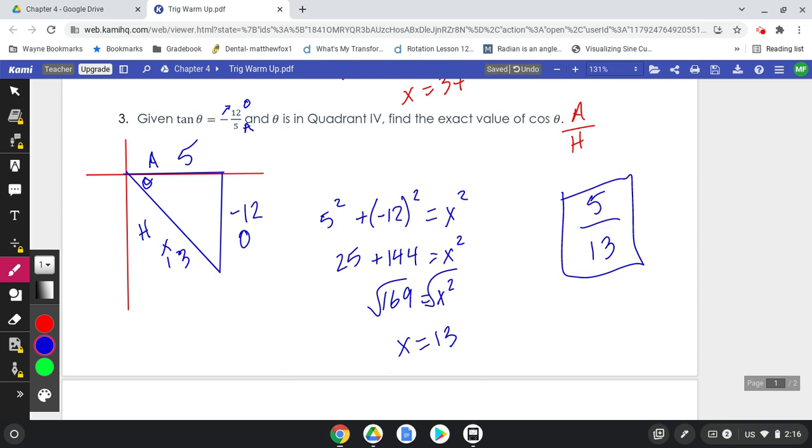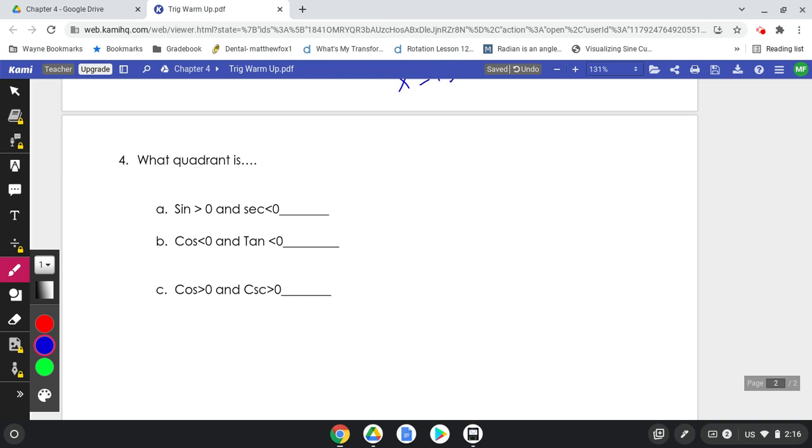On to the next one. Two more to do. It says what quadrant is, and then there's some situations. So remember back, I believe this was on the back side of 4.3, we talked about our 4 quadrants. In quadrant 1, there's our sine, our cosine, and our tangent, and we said that all of them are positive in quadrant 1.